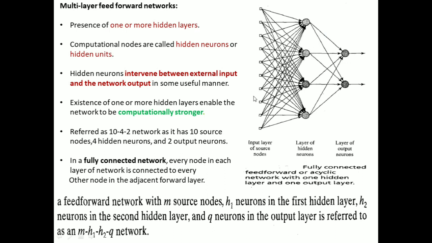So here in this diagram, if you can see, these are the input layer of source nodes, this is the layer of hidden neurons, and this is the layer of output neurons. This network can be called a 10-4-2 network, because it has 10 input source nodes, 4 hidden neurons, and 2 output neurons.